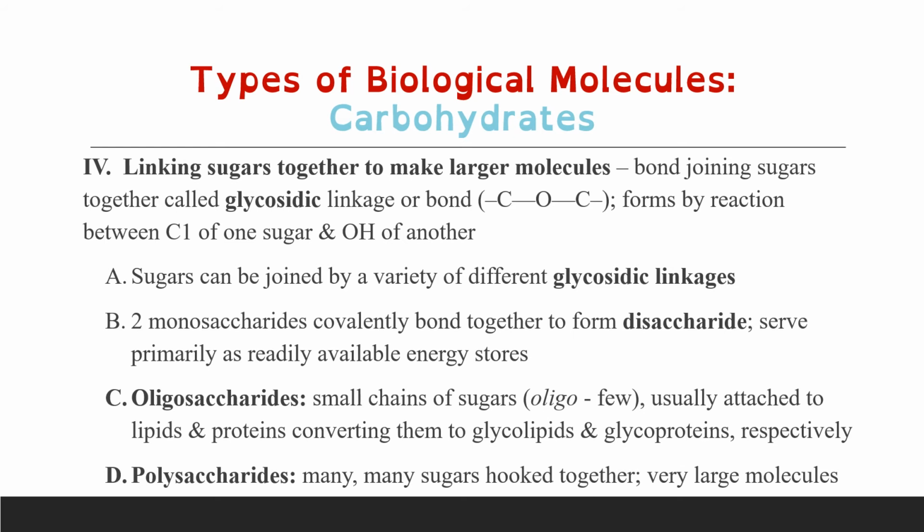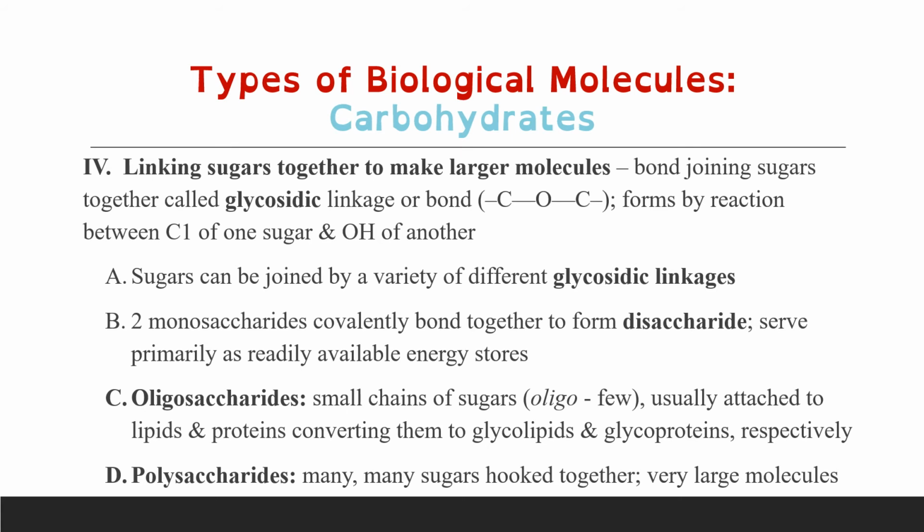Next, linking sugars together to make a larger molecule. The bond joining sugars together is what you call a glycosidic linkage or bond. Its conformation is C-O-C. It forms by reaction between C1 of one sugar and a hydroxyl of another. Sugars can be joined by a variety of different glycosidic linkages. Two monosaccharides covalently bond together to form a disaccharide.